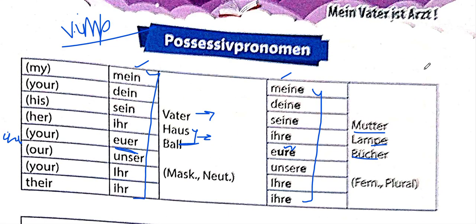This table is very important. Go ahead and write it down and learn it. It's the possessive pronoun, which shows possession. Even over here you can see, mein Vater ist Arzt. My father is a doctor. Father is masculine. That is why here we have mein. The question comes whether we have to add an E or not.